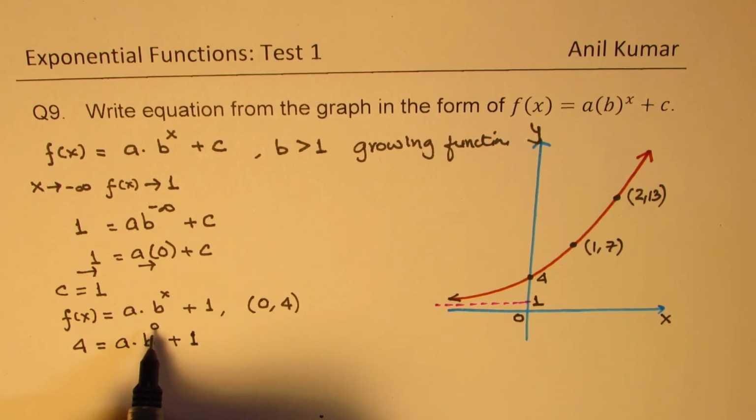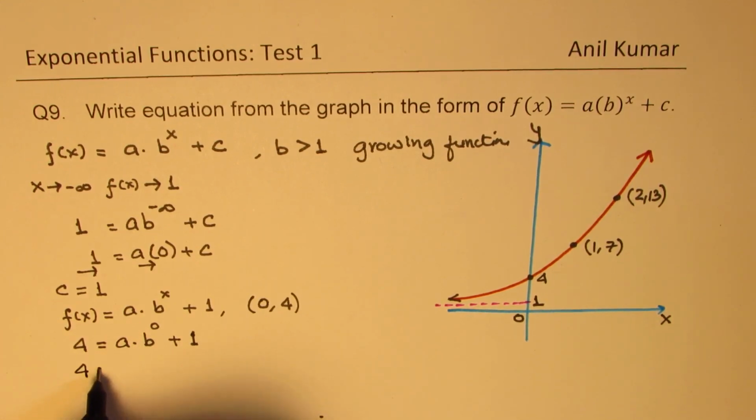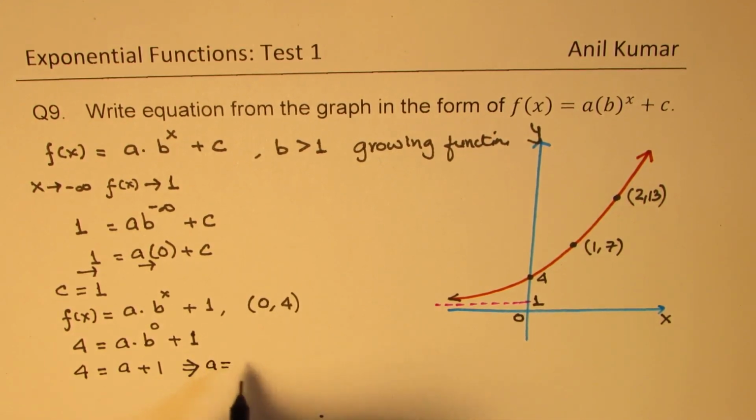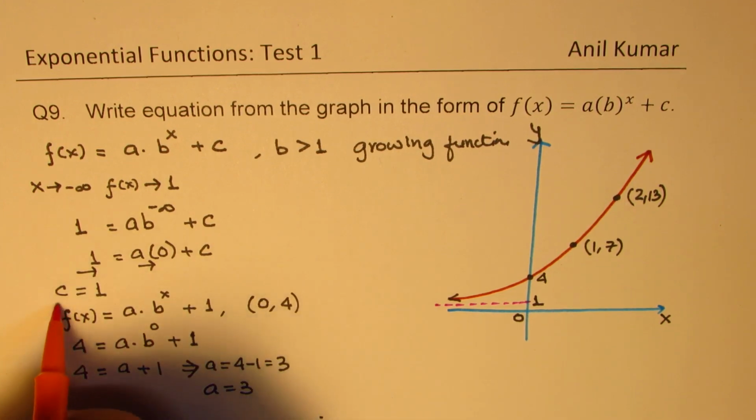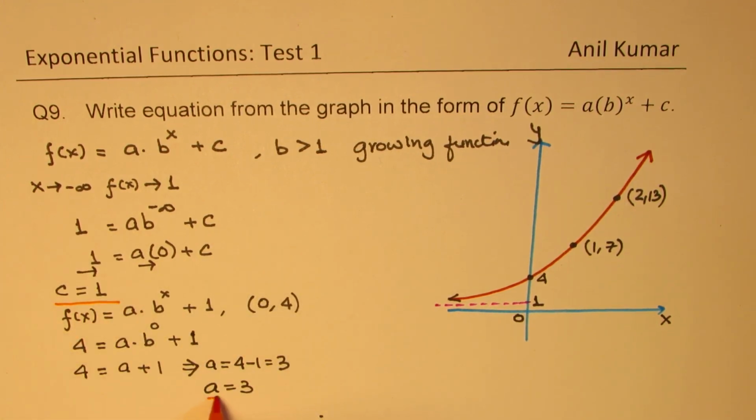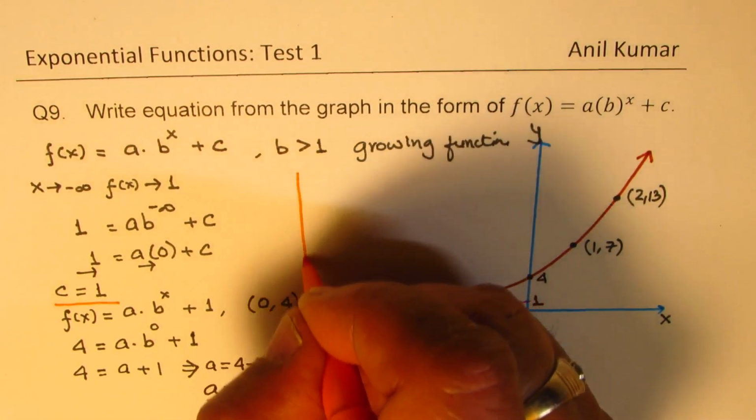Anything to the power of 0 is 1. Therefore, we can write this as 4 equals a plus 1. And that clearly gives us the value of a as 4 minus 1, which is 3. Right? So we got a equal to 3. Let me highlight the values which we have already got. One is c equals 1 and a equals 3, right?